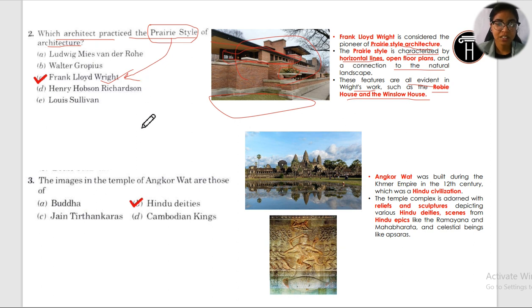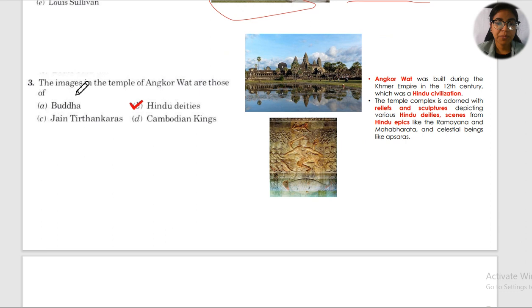Next we have, the images in the temple of Angkor Wat are those of. So Angkor Wat is a temple which is in Cambodia. The question is asking about the images in the temple. The temple has some images in its interior or exterior, you can say. So what does it consist of? It has images of Hindu deities.